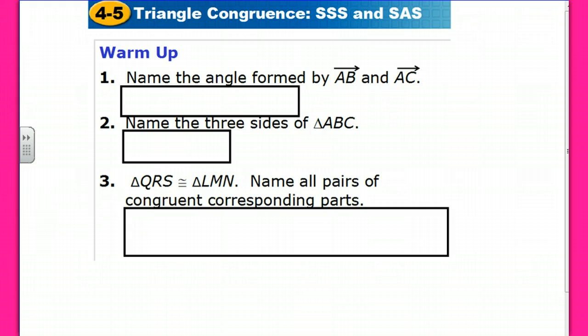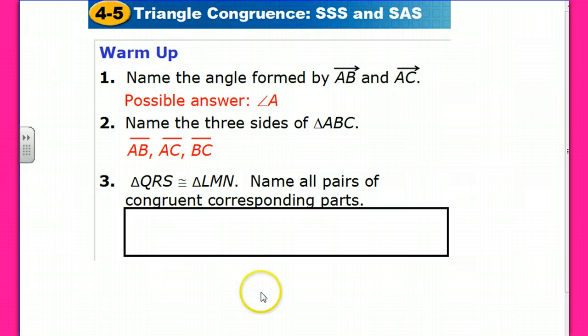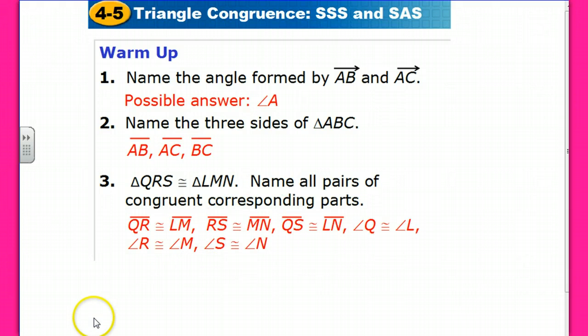So we haven't been given a diagram. We're just asked to name an angle formed by two rays. They both have the same endpoint though, right? So we could draw that, and we could say that the angle could be angle A. It could also be angle BAC or CAB, right? Three sides of triangle ABC, and all pairs of congruent and corresponding parts would be angles and segments. There you go. Good.